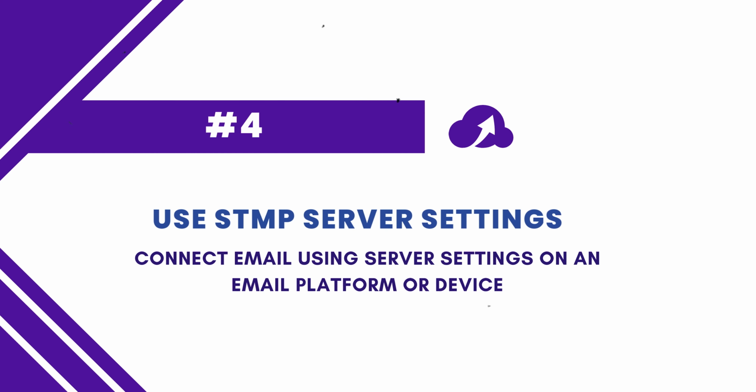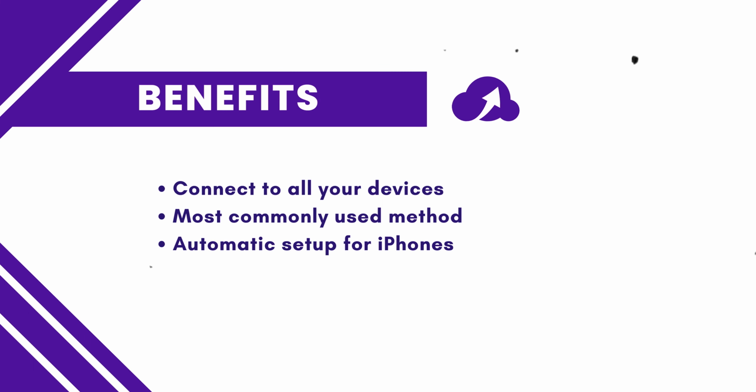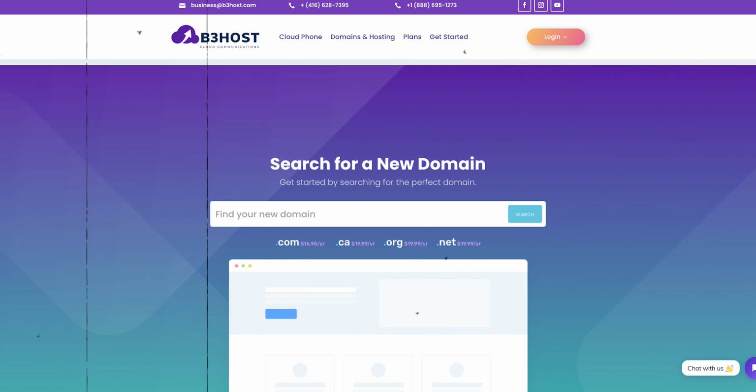The fourth way to manage your business emails is to use your server settings on your devices. So you're probably familiar with your mail app that's on your phone. If you use your server settings that's provided by all of your hosting providers, you can use those settings to connect in Outlook, in your mail app on your phone, in order to control your emails. The benefits of this is that you can connect to all your devices. There's an automatic setup for iPhones, and generally it's the most common way to connect your emails. Something to consider is that, again, you will need the server settings in order to get set up. So if you do not have that, you can reach out to your hosting provider and they will be able to provide that for you.